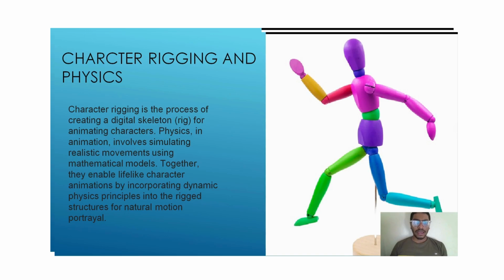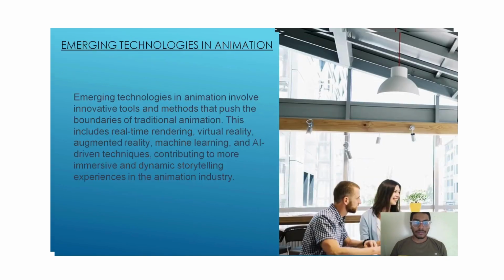Character rigging and physics. Character rigging is the process of creating a digital skeleton rig for animating characters. Physics in animation involves simulating realistic movements using mathematical models. Together, they enable lifelike character animation by incorporating dynamic physics principles into the rigged structures for natural motion portrayal.